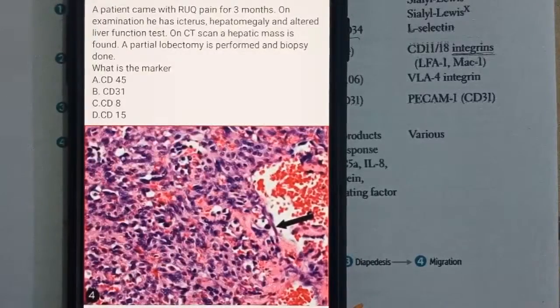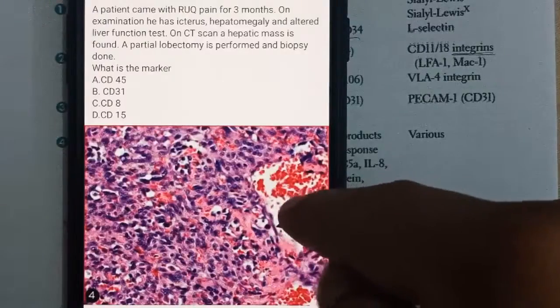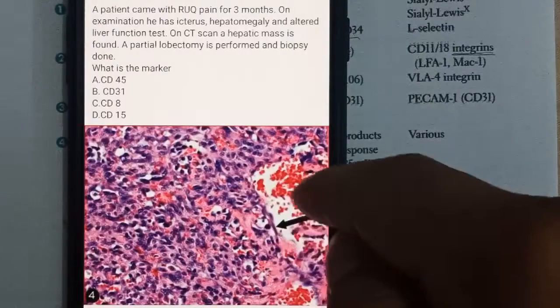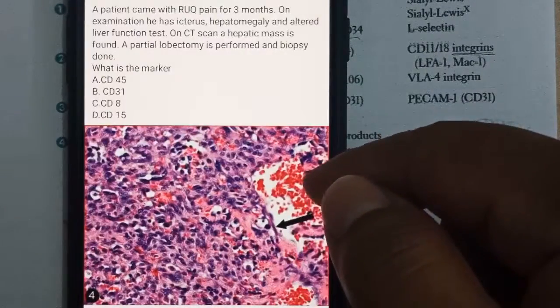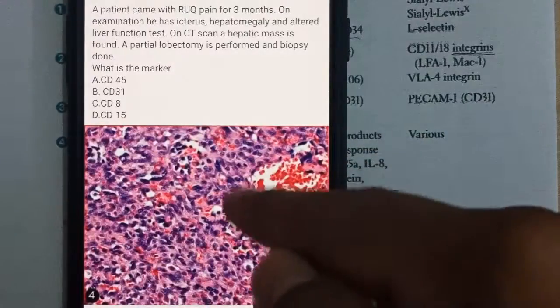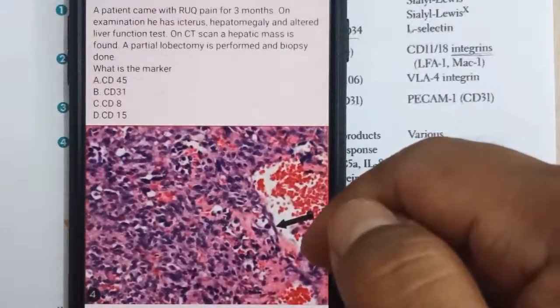The question here: a patient came with right upper quadrant pain for 3 months. On examination he has icterus, hepatomegaly, and altered liver function tests. On CT scan a hepatic mass is found. A partial lobectomy is performed and a biopsy was done. What is the marker they are asking? CD45, CD31, CD8 or CD15? What we see here is a blood vessel, definitely there is blood, and most probably it is a vessel. Think about it, in the liver there are a lot of vessels, but there's one big vessel. What does it imply? It implies mostly hepatic angiosarcoma, which is very common.